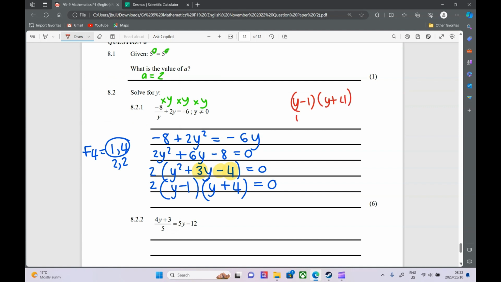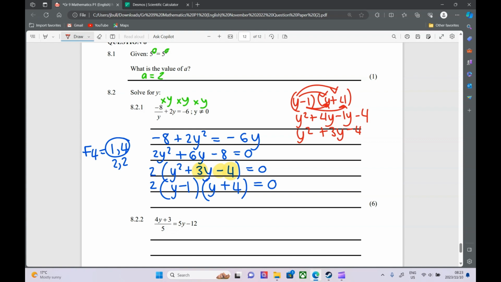We multiply this out. y times y is y squared. y times 4 is 4y. Minus 1 times y is minus 1y. And then minus 1 times 4 is minus 4. If we simplify this, y squared, 4 minus 1 is 3y, minus 4. Okay, so that is the right equation. So we know that these signs are right.